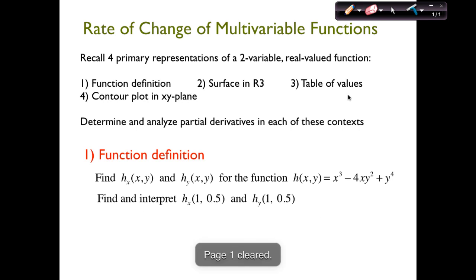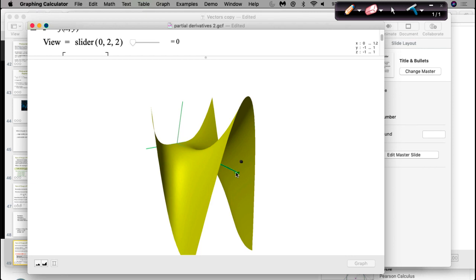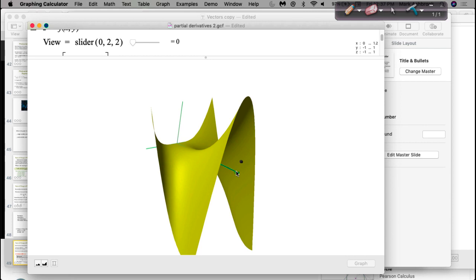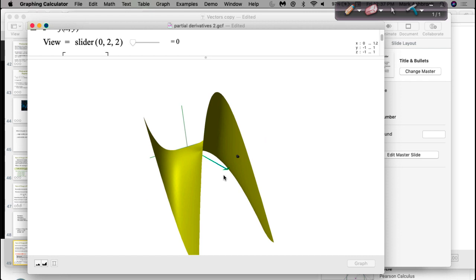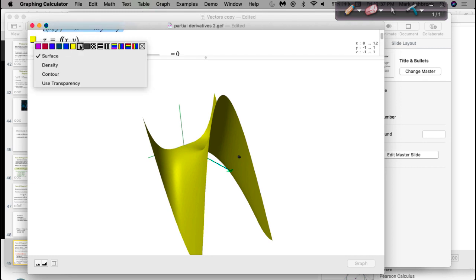So here we go. Here's that surface of that function, h. And there's the point 1, 1.5. Do you see the point on there? Does it show up? Black point right there? Okay, so the x-axis is coming out at us. So what would it mean to look at the partial with respect to x? We would be doing what? Does that show up better?